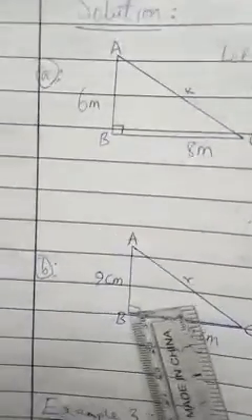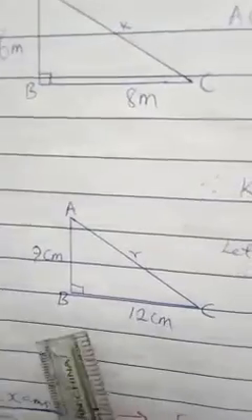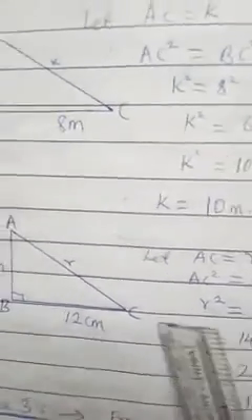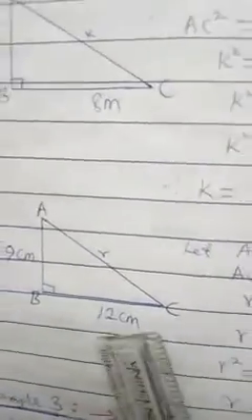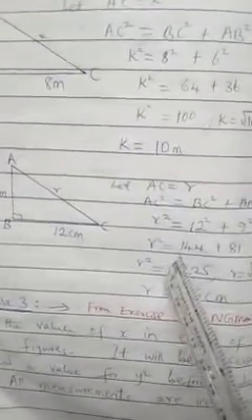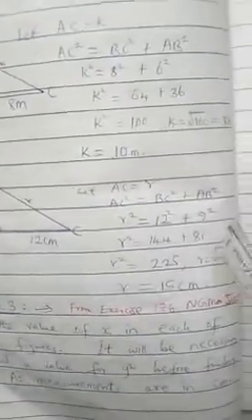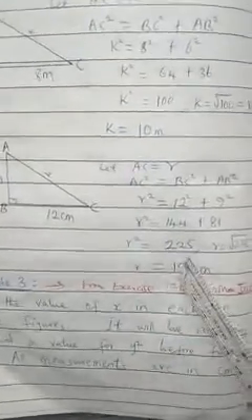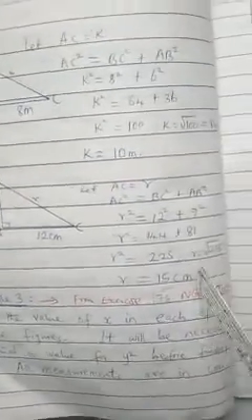Let's look at B. AB is given to be 9 centimeter, BC is given to be 12 centimeter, our AC is not given. So let's give our AC a name, which is R. So R square will be equal to 12 square plus 9 square. 12 square means 12 times 12, which is 144. 9 square means 9 times 9, which is 81. So R square will be equal to 144 plus 81, which is 225. To get R, we'll take the square root of both sides. So R will be equal to the square root of 225, which is 15 centimeter.